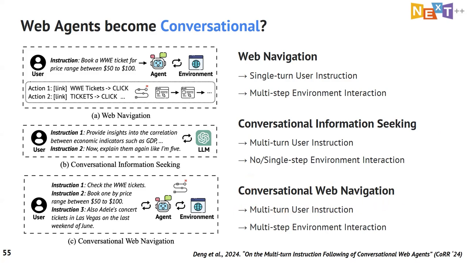But here we want to introduce conversational web navigation, which is a more realistic and practical problem in real-world applications of the web agent. In this kind of problem, there will be multi-turn user instructions, similar to conversational information seeking. During the multi-turn user instructions, there will also be some omitted information because it is repeated from the previous turns, and also some pronouns referring to previously mentioned entities in the following conversation. And also, similar to web navigation, there will be multi-step environment interaction. So for this kind of conversational web navigation, the agents will need to conduct multi-turn conversation with the user and also multi-step interaction with the environment. So there will be a bi-directional interaction in this kind of problem.